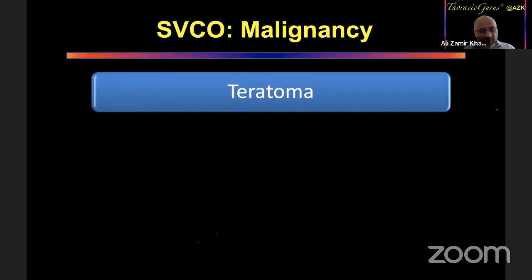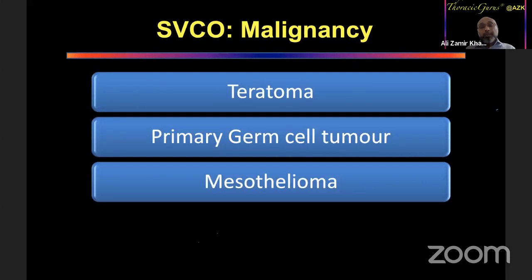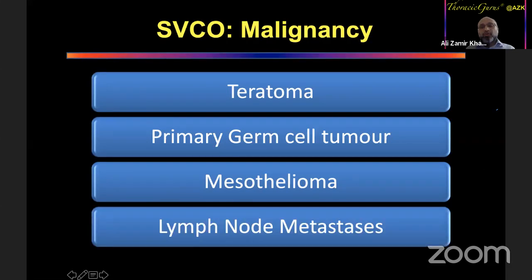The other malignancies which we have seen are teratomas or germ cell tumors, primary germ cell tumors. Mesothelioma can cause SVC obstruction, particularly by causing a fibrous reaction on the mediastinal pleura, and that will engulf the SVC within its growth, and that will cause SVC obstruction. Very, very poor prognosis when mesothelioma causes SVC obstruction. And of course, with lymph node metastasis, anything that can cause the size of the lymph nodes to increase can cause this problem. Lymph node metastasis in the mediastinum particularly can come from ovarian cancer and other diseases. So it's important to rule out these things.